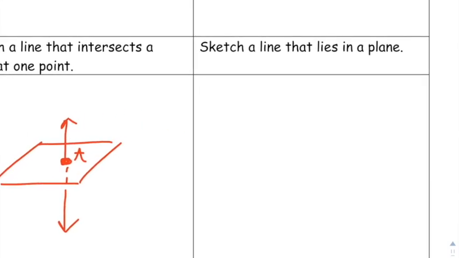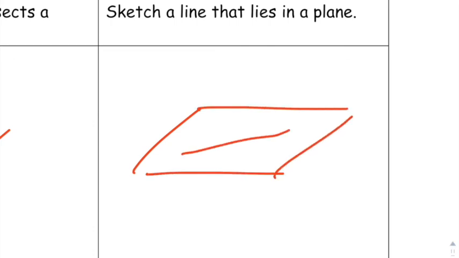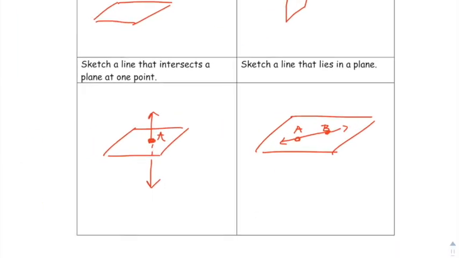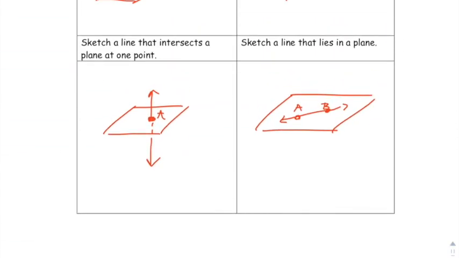What do we have here? Sketch a line that lies in a plane. Once you do a couple sketches, that probably won't be that bad. Just draw a line literally inside of a plane, call it AB. Good to go. You can use whatever letters you want as well. So I think that is it for today. A little bit of a shorter one.